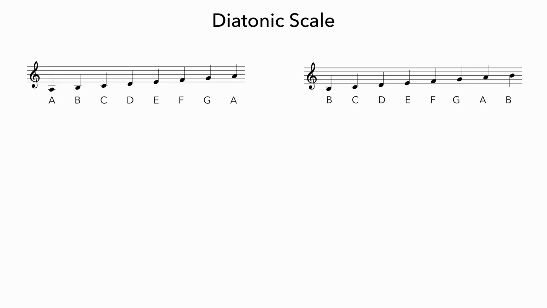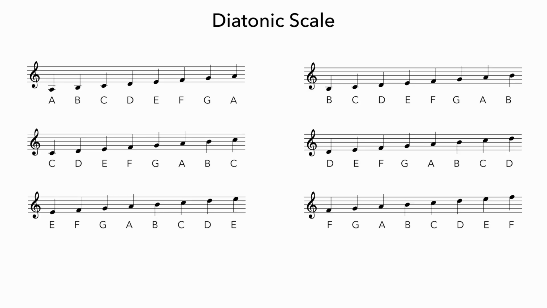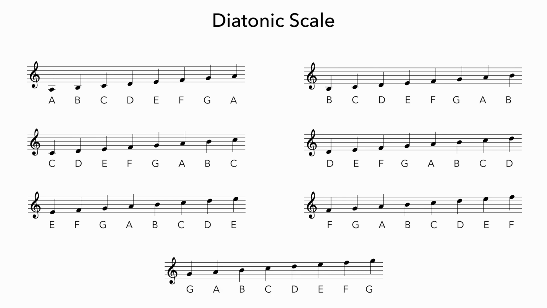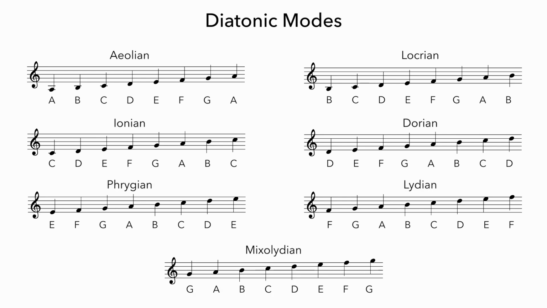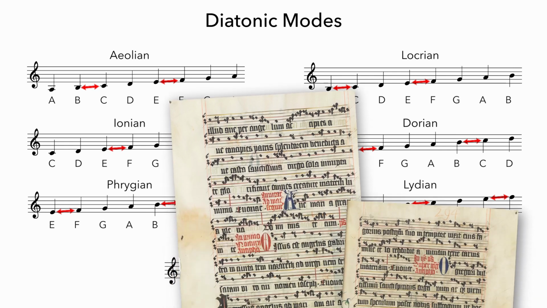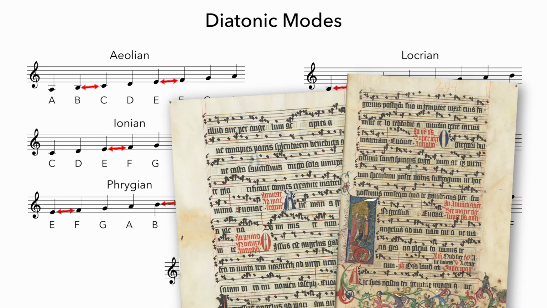Since we can begin the scale on each of our 7 notes, there are actually 7 different diatonic scales, so-called diatonic modes. Because all of them use the same 7 notes, just from different starting points, the only difference between them is the position of the 2 semitones in the scale. These diatonic scales played a huge role in the development of Western music, especially during the Middle Ages and the Renaissance, Gregorian chants being one prominent example.